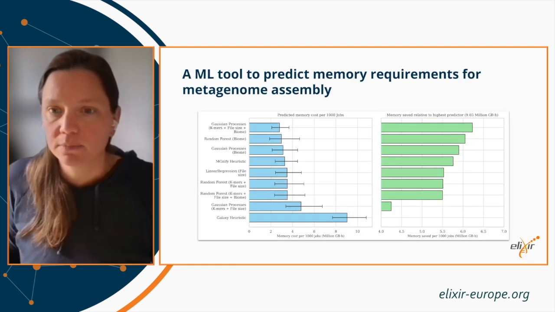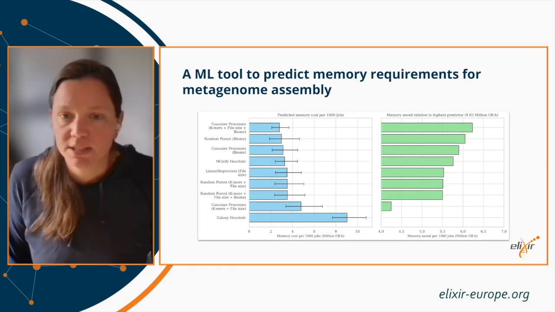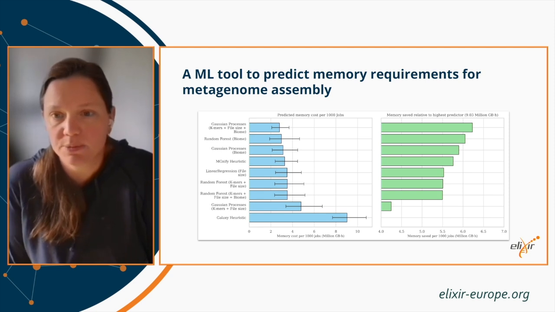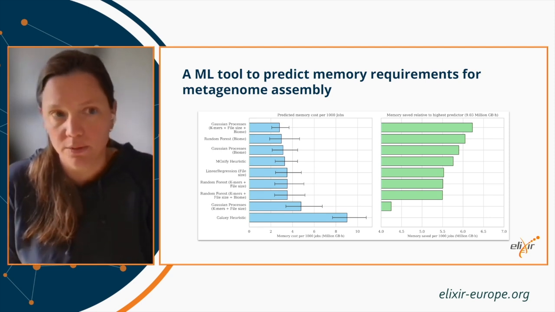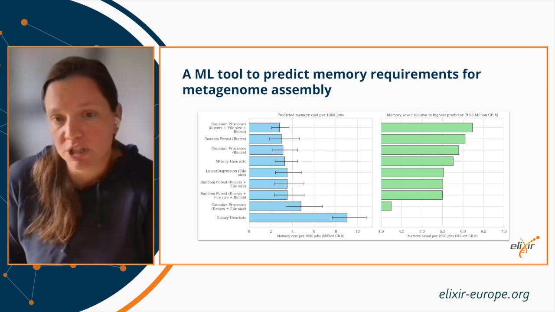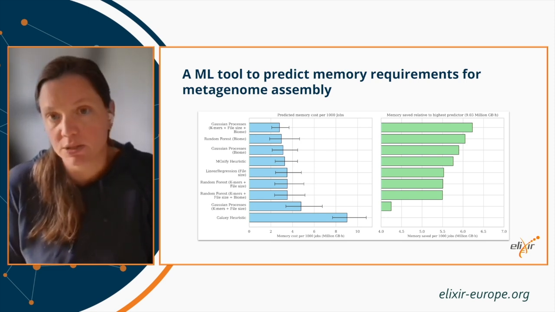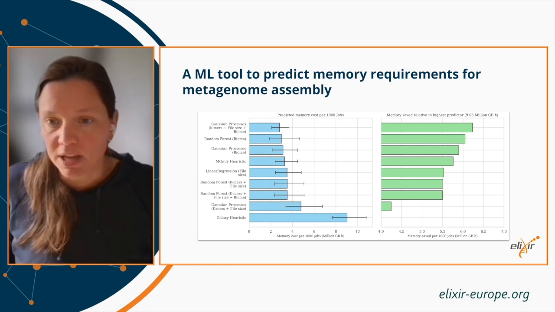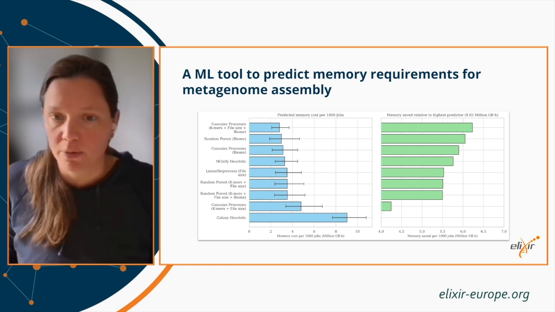We also designed a machine learning tool to predict the memory requirement for metagenomic assembly together with the MGnify people, and we could identify which model is the best to predict the resources needed for that, and that combines k-mer knowledge, file size, etc.